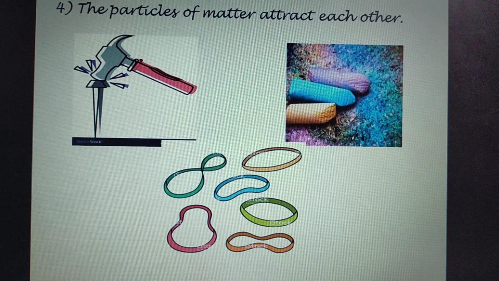What do these observations say? It is clear that the particles of the iron nail are held together by the strongest force, followed by the rubber bands, whereas the particles of chalk have the weakest force of attraction.